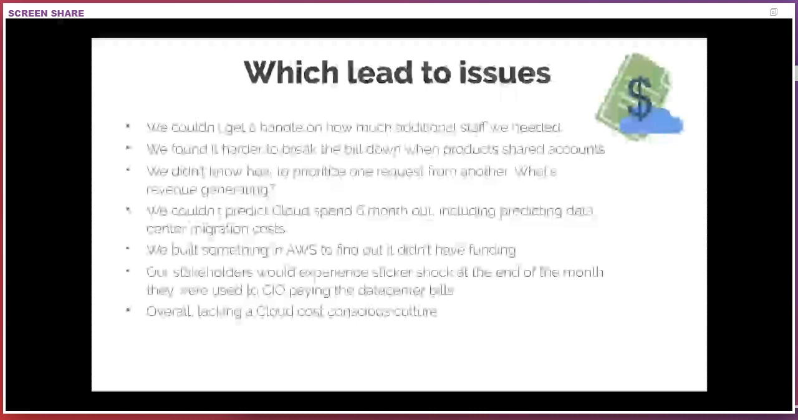Another question I get is, where does our FinOps team sit? We are embedded in our cloud and hosting organization, which sits under the CIO, but we work directly with Pearson Finance Services as well.